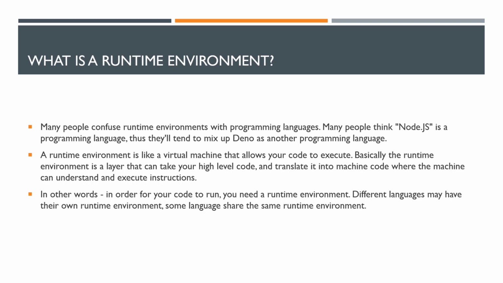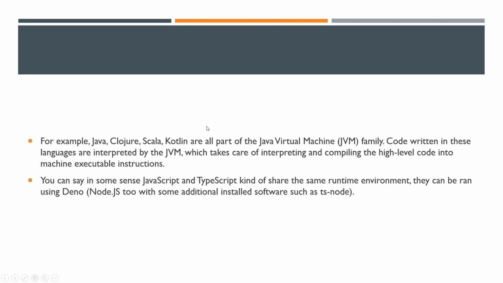You just need to understand that in order for your code to actually run, you need to make sure you have some kind of virtual machine that can interpret your code. In other words, in order for your code to run, you need a runtime environment. Different languages have their own runtime environment, and some languages share the same runtime environment. Java, Clojure, Scala, Kotlin, these are all programming languages that share the same virtual machine. So they're all part of the JVM family. Whenever you write Clojure or Scala code, it gets interpreted by the JVM, the Java virtual machine. It takes care of interpreting that code and compiling that high-level code into machine executable instructions, so that way your computer can actually run all of the code that you wrote.